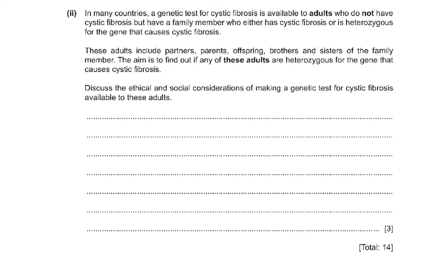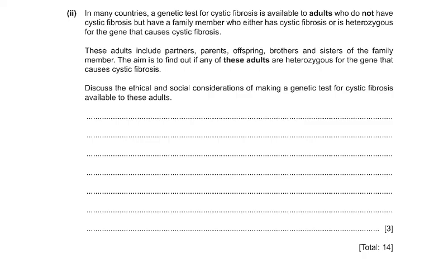In many countries, a genetic test for cystic fibrosis is available for adults who do not have cystic fibrosis but have a family member who either has cystic fibrosis or is heterozygous for the gene that causes cystic fibrosis. And I usually, when I'm teaching this, I say, okay, well, if my brother's son has cystic fibrosis, that means what is my brother? My brother is heterozygous. Now, do I want to know whether I'm heterozygous or homozygous? Because if my brother has a child who has cystic fibrosis, then my brother is definitely heterozygous and his wife is also heterozygous. So that's why they have a child with cystic fibrosis.